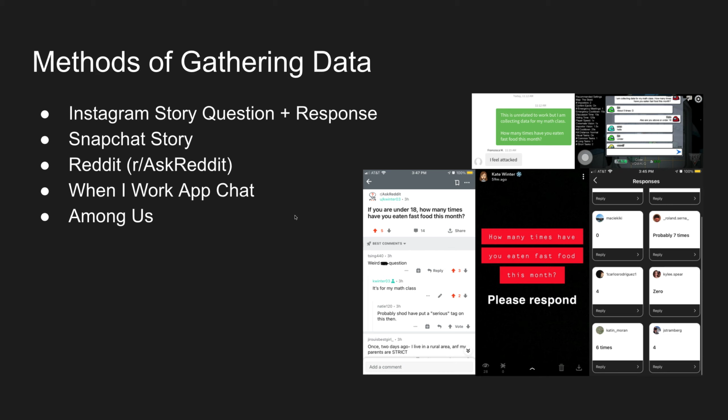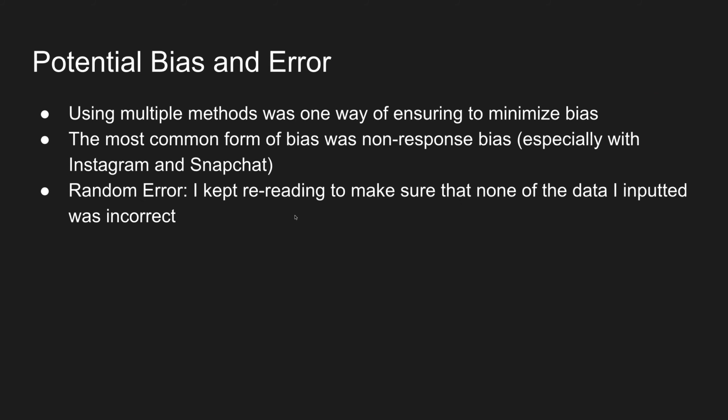When I collected the data, I used a diverse selection of methods such as Instagram and Reddit. And for potential bias and error, I used multiple methods, which was one way of ensuring to minimize bias and to ensure randomization. The most common form of bias I found was non-response bias, especially with my methods of Instagram and Snapchat. With random error, in order to eliminate that, I kept rereading all my data to make sure that none of the data I inputted was incorrect.